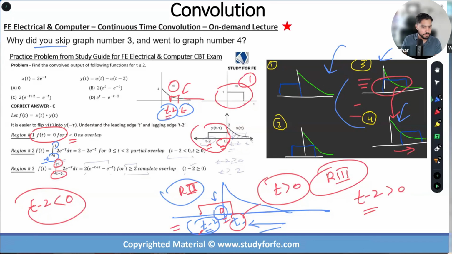3 and 4 are basically the same region. Is it clear? Because when you look at it from the standpoint of leading edge and lagging edge, you'll be able to define the regions of overlap perfectly. But if you take an ad hoc approach, a wishy-washy approach, then you will be confused. Clear?